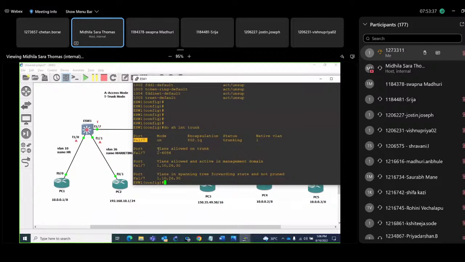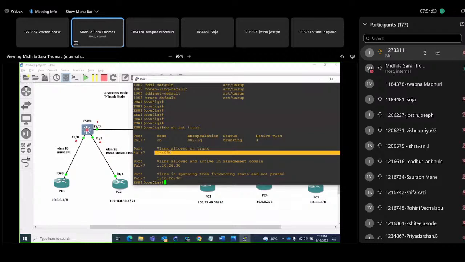F1/7? Yes. Now do you see it allows all VLANs? Do you remember me telling you trunk mode allows all VLANs? Yes. And in our case, which VLANs are there? VLAN 1, which is there by default, you don't have to worry about it. We have created VLANs 10, 26, 30. All the VLANs are allowed on trunk mode.